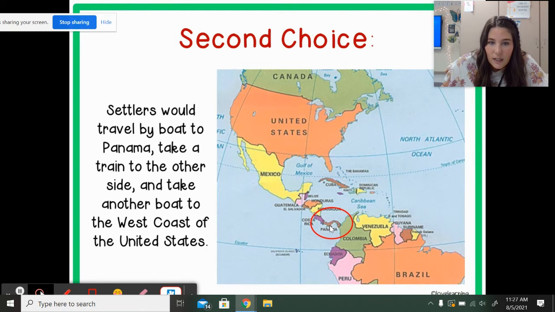We would take a train all the way across to the other side of Panama, and then we would get off the land onto another boat and then travel all our way over here to the west coast. That journey, you guys, probably took a long time. So many people were unwilling to go straight across over all that territory that was not marked. So they would travel to Panama and then get back on a boat all the way around.